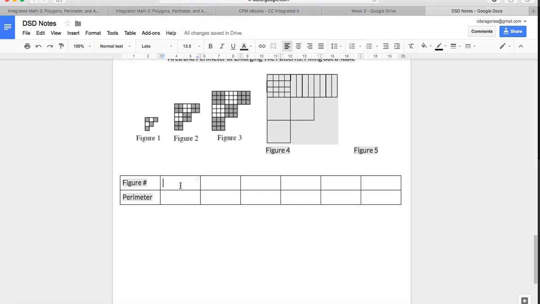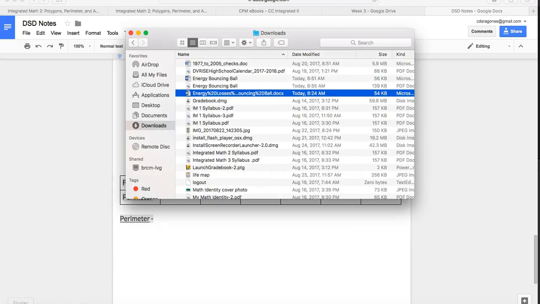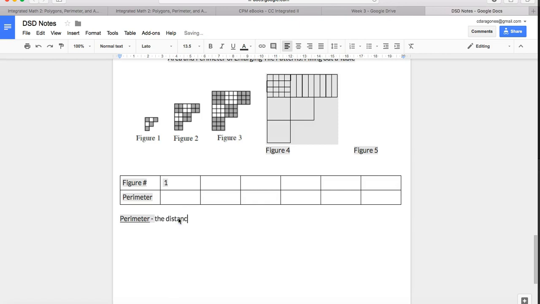Then, you're going to go ahead and fill out your table. So for the very first figure, figure number 1, you're going to go ahead and write the perimeter of that figure. So if you don't know, the perimeter is the distance around a 2-dimensional object.